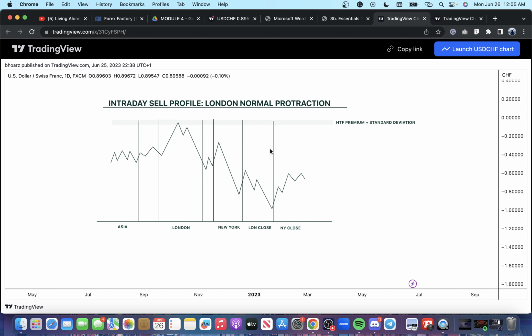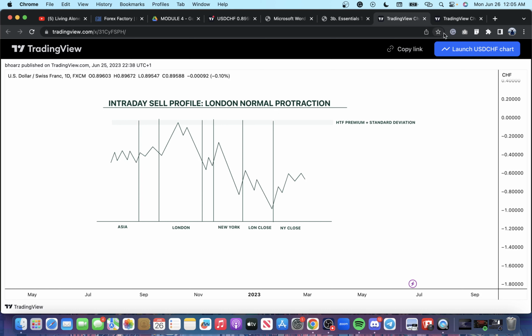So for a classic normal London protraction, you get the high of the day forming around London session with your classic judas swing out of Asia, which will match up with some kind of lower time frame premium or higher time frame premium coupled with a standard deviation. And then New York continues the profile, which is usually an ultimate trade entry retracement into the range formed during London session, and then London close creates the opposite end of the daily range, and then the market goes into consolidation. Now, this same concept, you just flip it over for a bullish profile. I'm going to show you the examples using bullish swings, but it's the same logic that goes into the bearish profile.